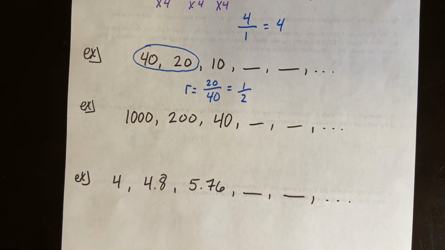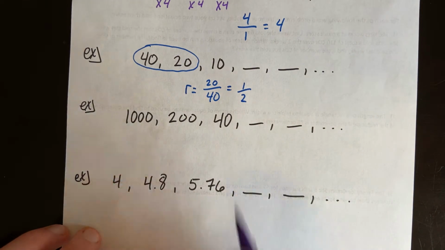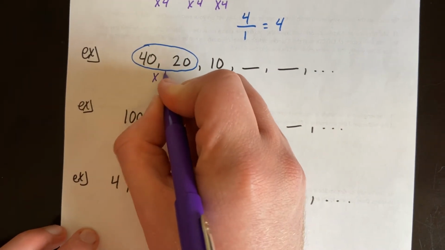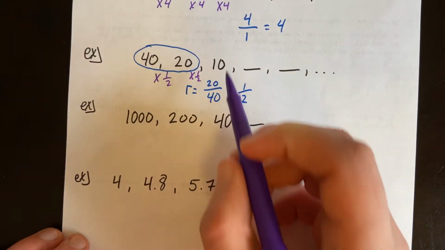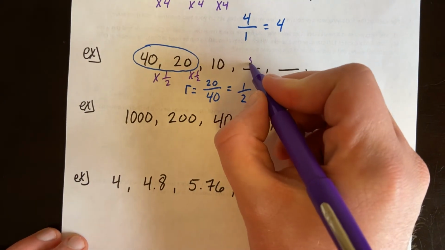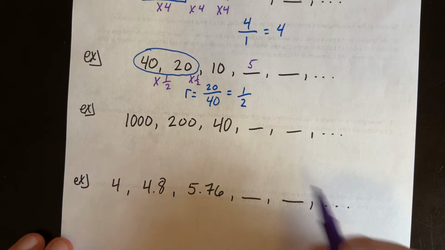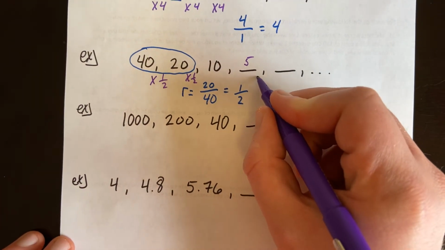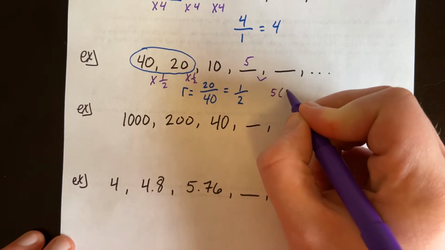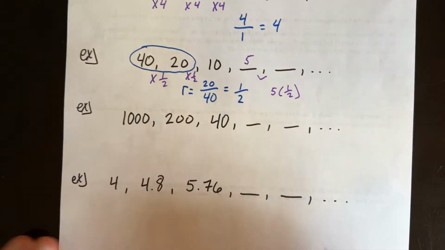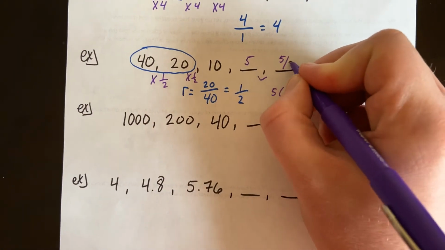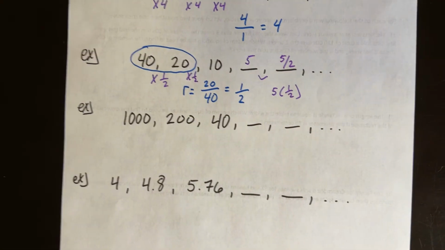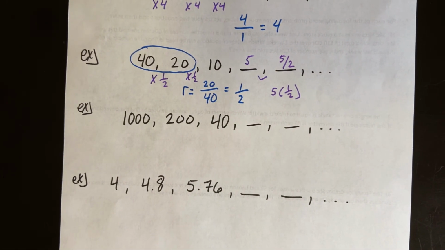So the multiplier here, getting from one number to the next, it looks like we're multiplying by 1/2. So if I multiply 10 by 1/2, it should be 5. And then the same thing here, 5 times 1/2. Again, referring back to your calculator, 5 times 1/2, we're going to say math, enter. Simplify your fractions, should be 5 over 2.